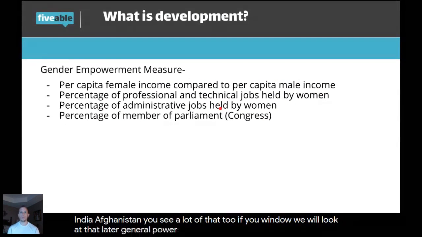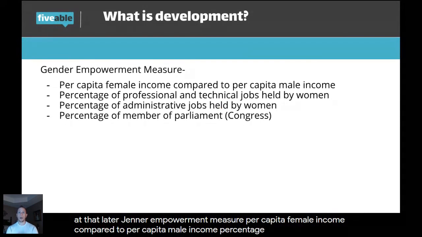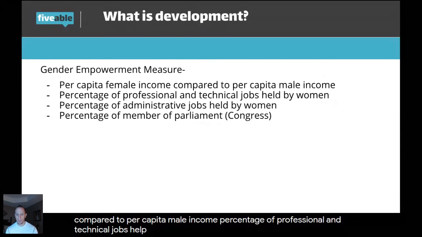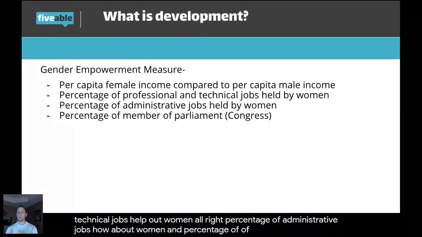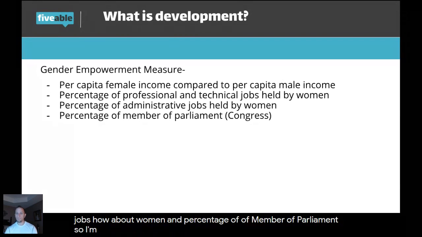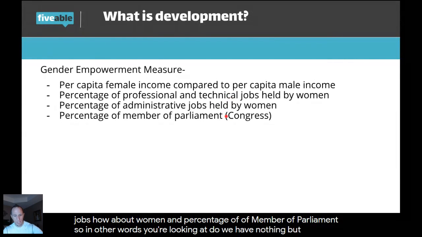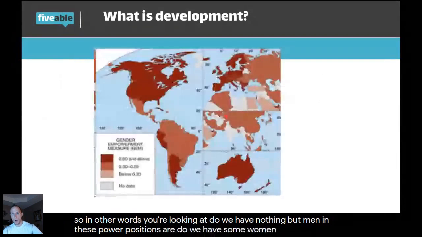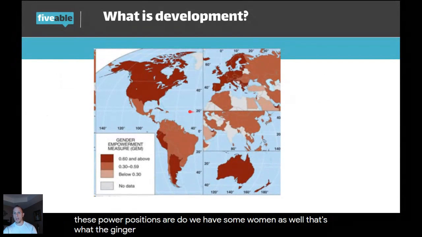Gender empowerment measure: per capita female income compared to per capita male income, percentage of professional and technical jobs held by women, percentage of administrative jobs held by women, and percentage of members of parliament. So, in other words, you're looking at, do we have nothing but men in these power positions, or do we have some women as well? That's what the gender empowerment measure is.